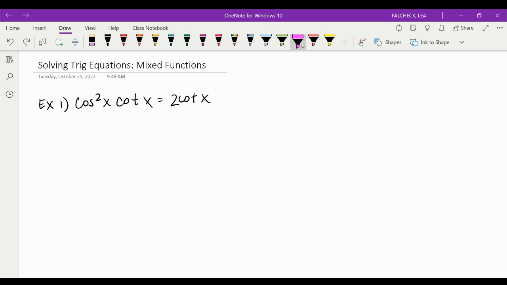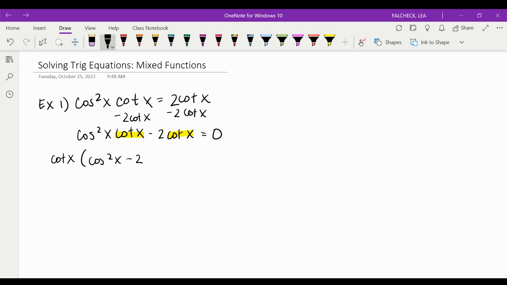So with this question, I think what I'm going to do is start by setting it equal to 0 and see what happens. So I'm going to sort my terms so that everything is on the left-hand side of the equal sign. I'm looking here and I see a GCF of cotangent of x. So I'm going to go ahead and factor that guy out, and I'll get cosine squared x minus 2 equals 0.